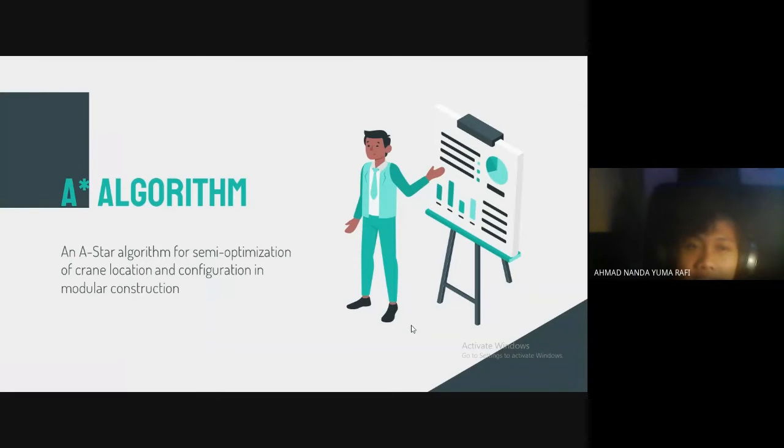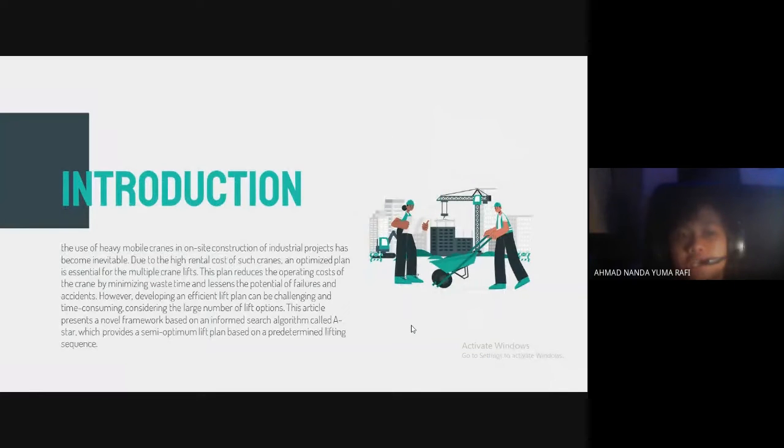And the next is the A star algorithm. An A star algorithm for semi-optimization of crane location and configuration in modular construction, which is the title of the paper. So basically, this paper will explain how the A star algorithm is used for semi-optimization of crane location and configuration in modular construction. So this is the introduction.